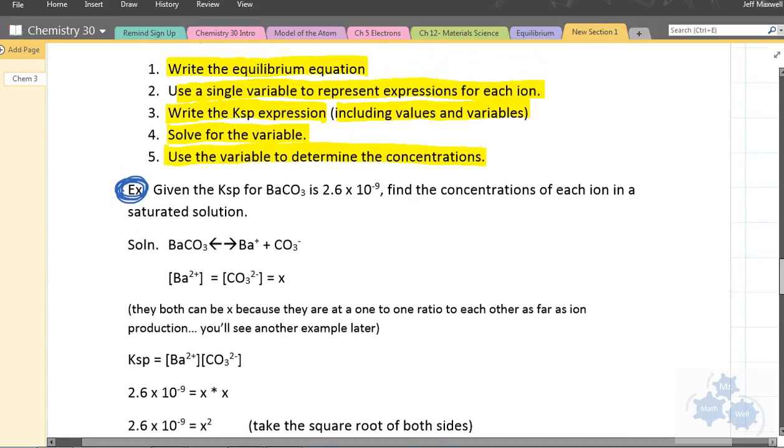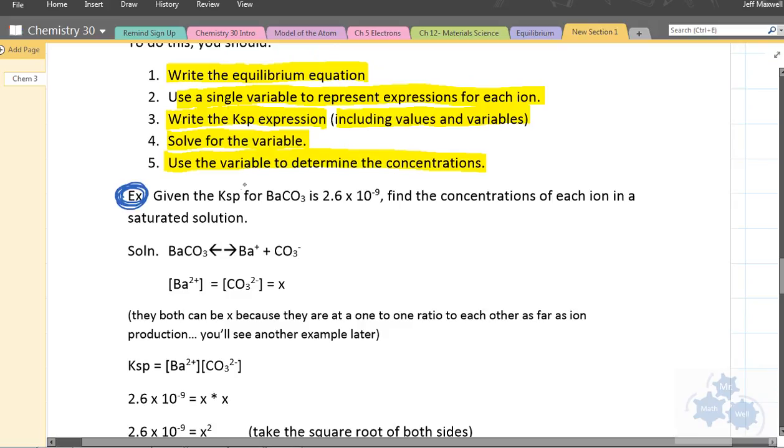All right. So this example says, given that the Ksp for barium carbonate is 2.6 times 10 to the negative 9. Now, would this be a very large Ksp or a pretty small Ksp, do you think? Yeah, it is pretty small. The -9, okay. We're going to take a look in your textbook very shortly at Ksps, if they're in the back of your textbook. But you'll see there's lots of even smaller ones than this, okay.